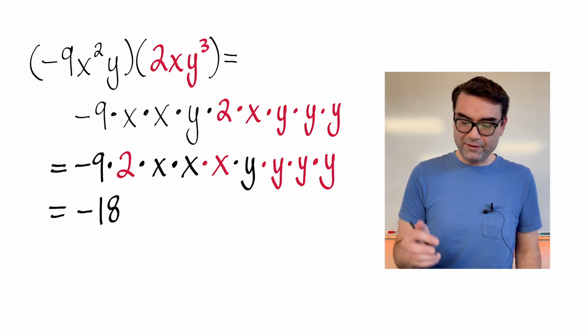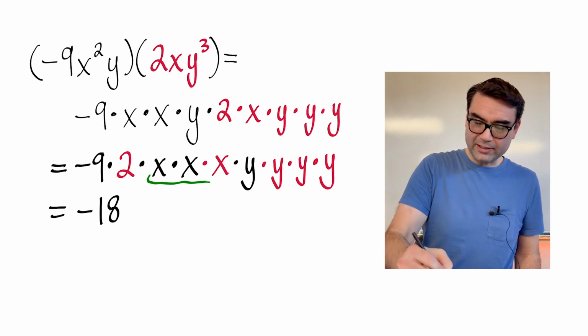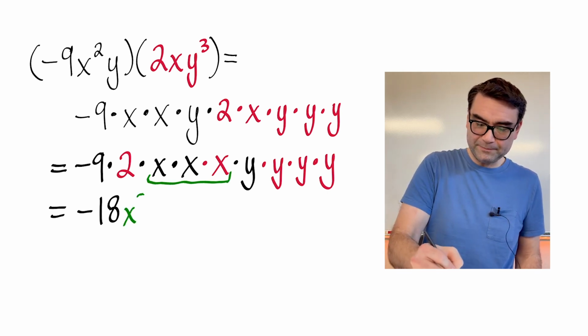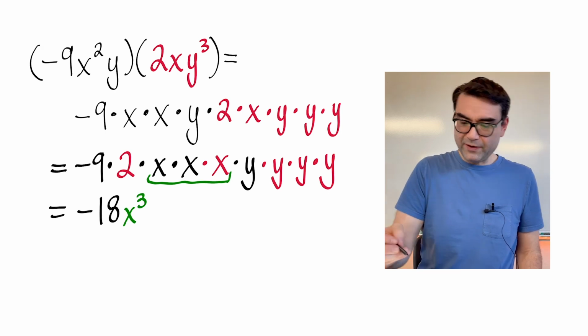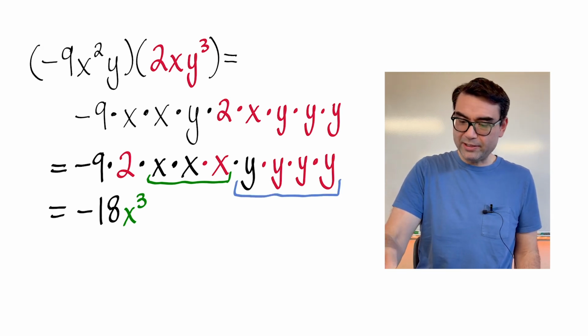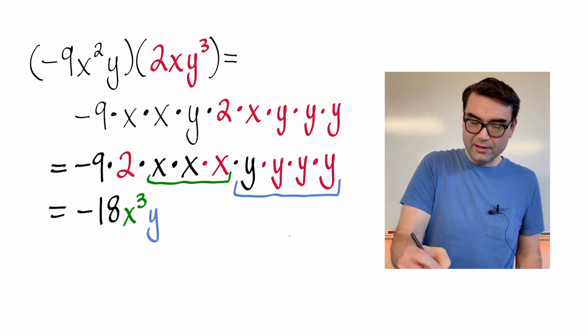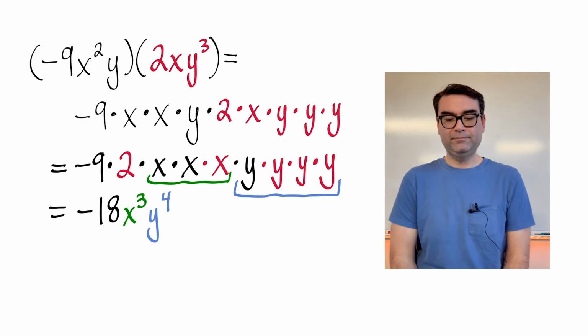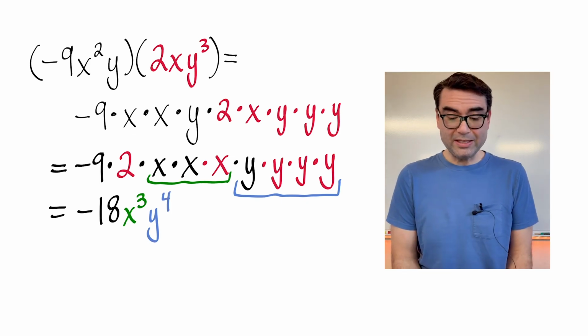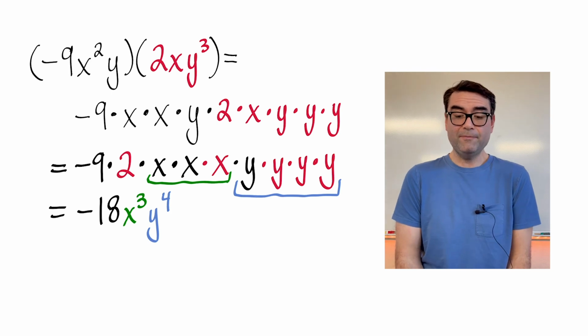All right, and then I have 3 factors of x. So an x times an x times an x is x cubed. And then if I just count my factors of y, I have y times y times y times y. I think I said the right number, 4 of them. And that would be negative 18x cubed y to the 4th power, and that's my product.